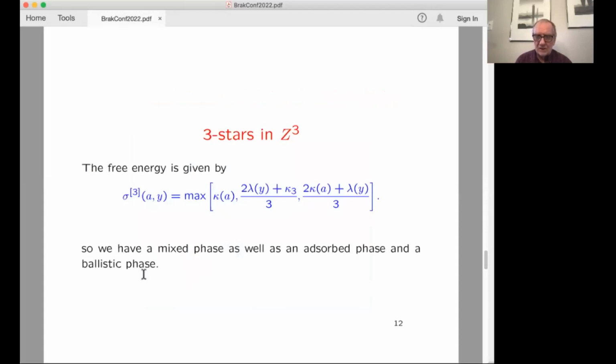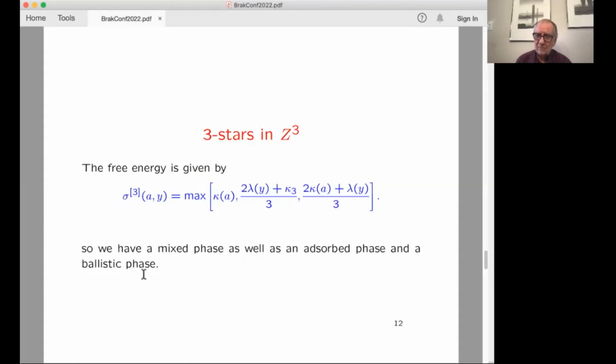So these are 3 stars in Z3, and the free energy you can work out by the same kind of arguments that I gave before. The free energy turns out to be the maximum of these 3 quantities. Kappa of A, which corresponds to the star being entirely absorbed, or not entirely, but all the branches being partially absorbed in the surface, as though there was no force. Or the second term is 2 lambda of y plus kappa 3 over 3. So that means that 2 of the branches are ballistic, being pulled out of the surface.